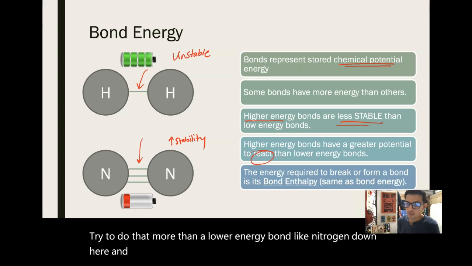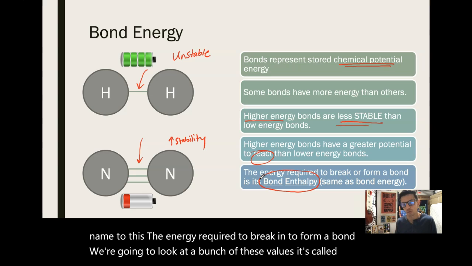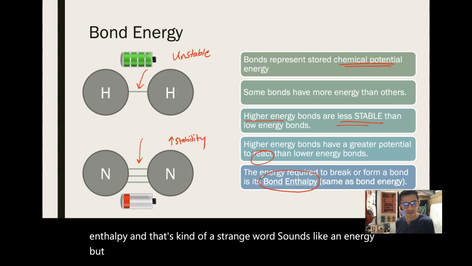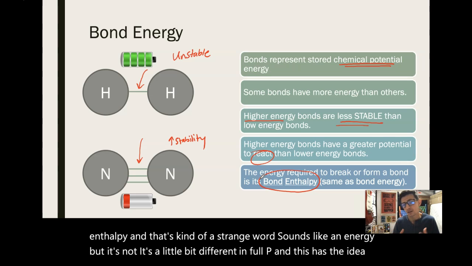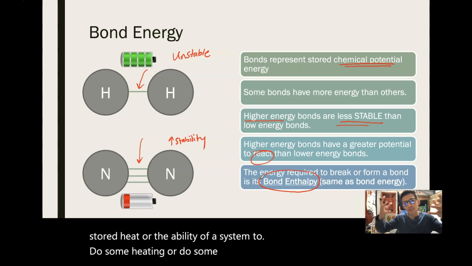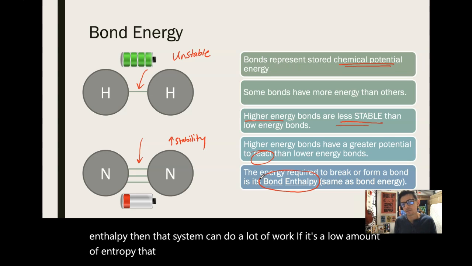And then a final point about that is just to put a name to this. The energy required to break and to form a bond, we're going to look at a bunch of these values, is called its bond enthalpy, and that's kind of a strange word. It sounds like energy, but it's not. It's a little bit different. Enthalpy has the idea of stored heat, or the ability of a system to do some heating or do some work. If it's a high amount of enthalpy, then that system can do a lot of work. If it's a low amount of enthalpy, that system of chemicals has a low ability to do work.